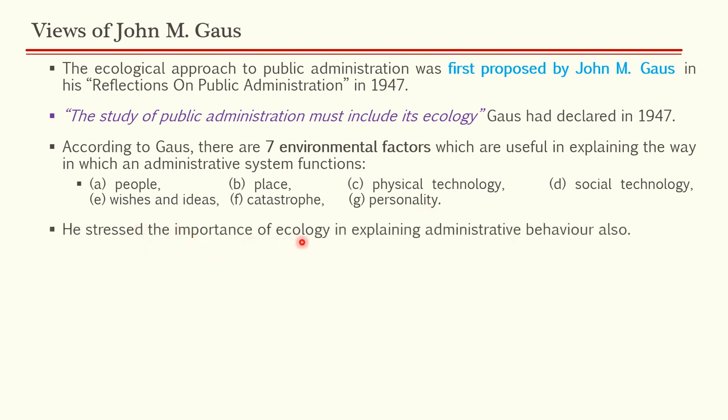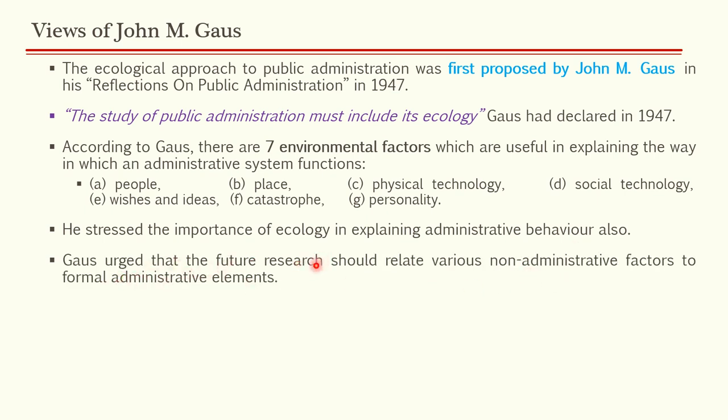He stressed the importance of ecology in explaining administrative behavior also. As I have already said to you before, this was also the time when the behavioral approach was on the rise. So what John M. Gaus said is that we can explain administrative behavior also by the ecological approach. You can not only explain administrative systems. These are the 7 factors that explain the system, right? Administration को explain करने के लिए John M. Gaus ने ये 7 factor दिए, and he also said that apart from analyzing the administration itself, we can also analyze administrative behavior, how administrators behave inside the administration. That also we can analyze by the ecological approach. He was the first person to say this.